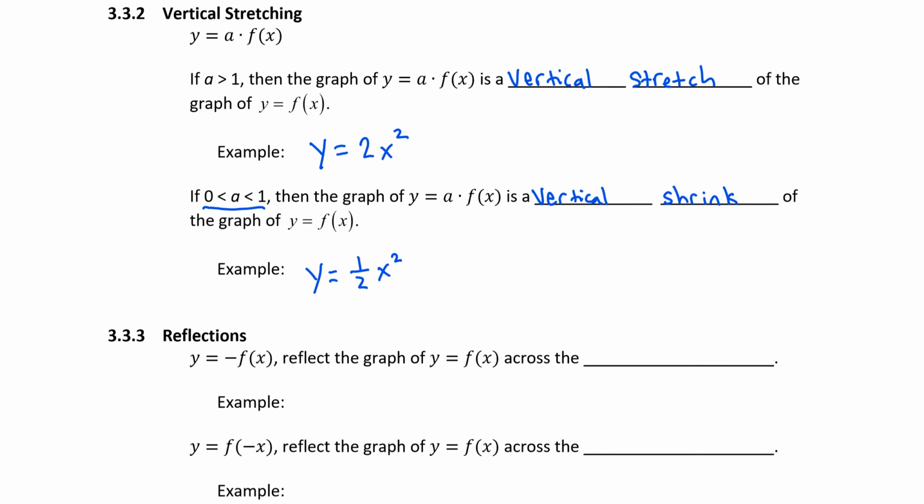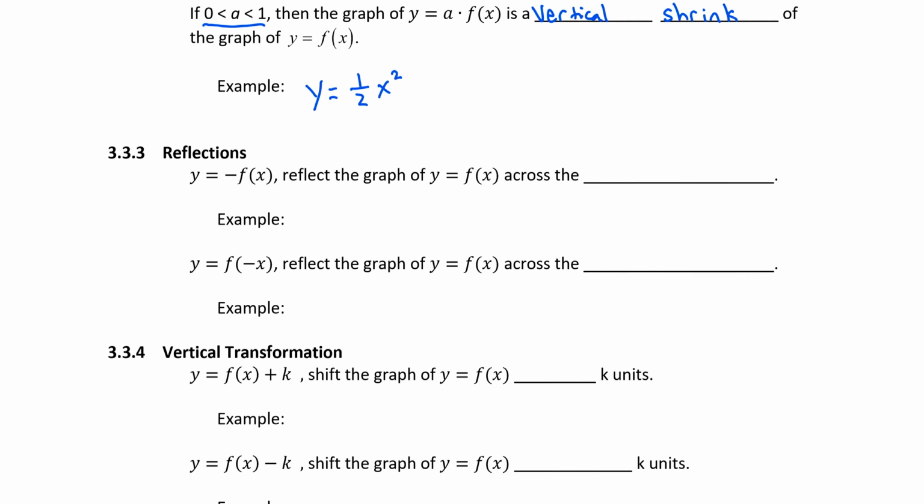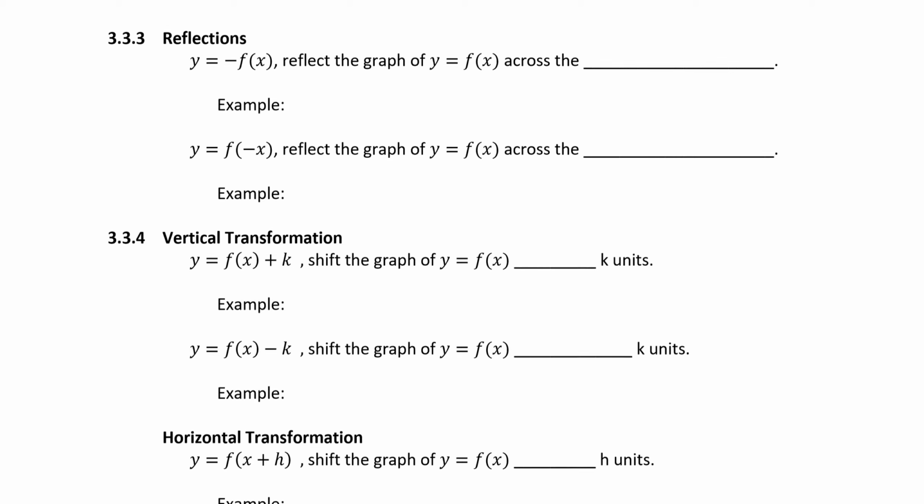The next transformation that we'll consider has to do with the introduction of a negative sign in a particular position. 3.3.3 is describing reflections. So again, we're letting f of x represent one of our elementary functions, and we're going to consider what happens to the function if I multiply by a negative 1 on the outside, and what happens to the function if I multiply the argument by a negative 1.